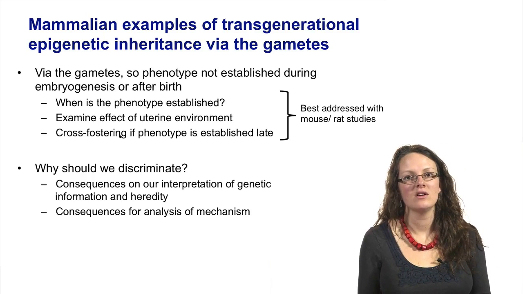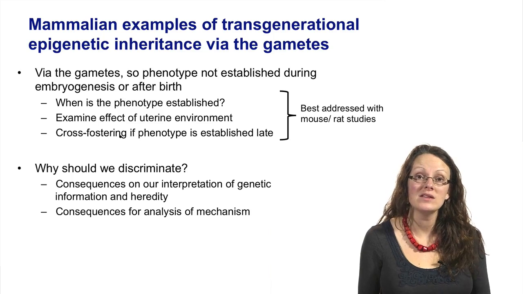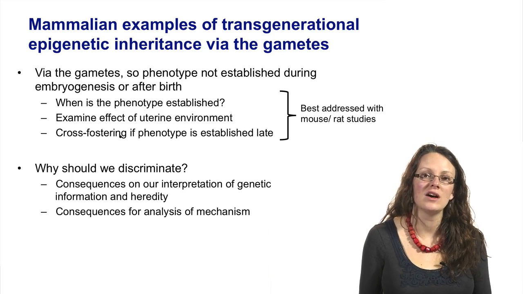So in the next lecture, we're going to go into detail about perhaps the best example of transgenerational epigenetic inheritance via the gametes in the mouse. This is the agouti viable yellow allele.